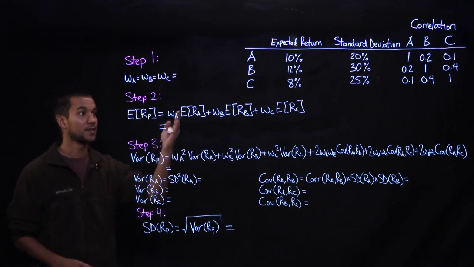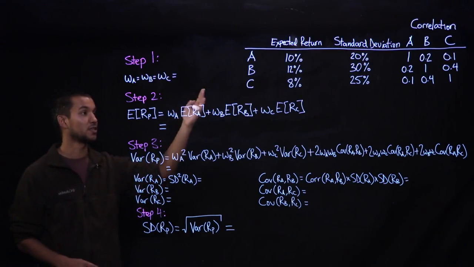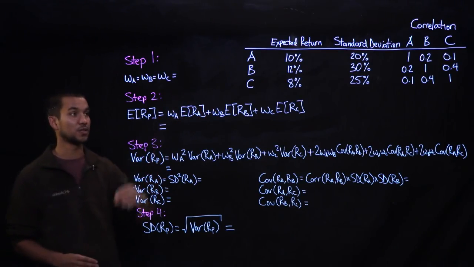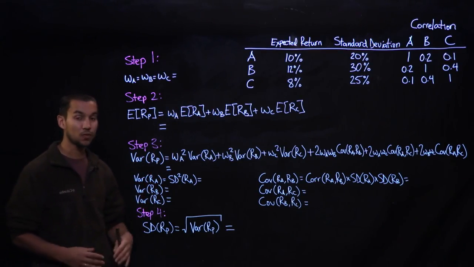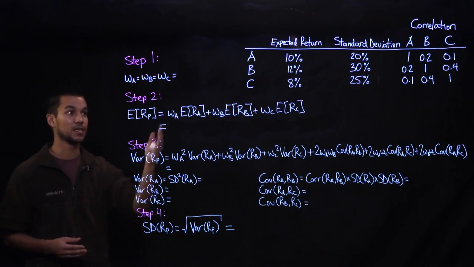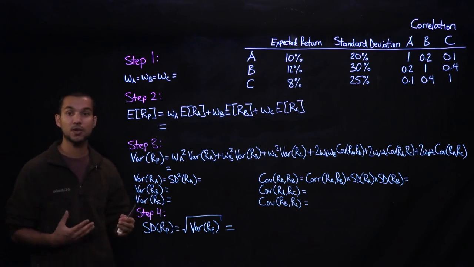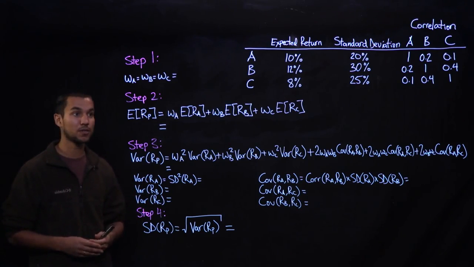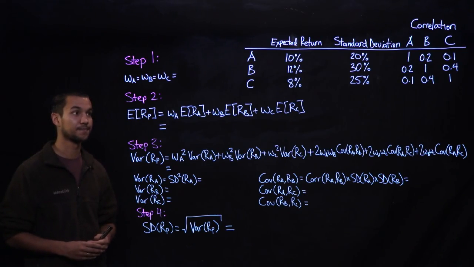In this problem, we're given the expected return, standard deviation, and correlations amongst 3 different stocks. We're told that we have a portfolio of these stocks where we have an equal investment in each one. And the question is, what's the expected portfolio return and what's the standard deviation of the portfolio returns?